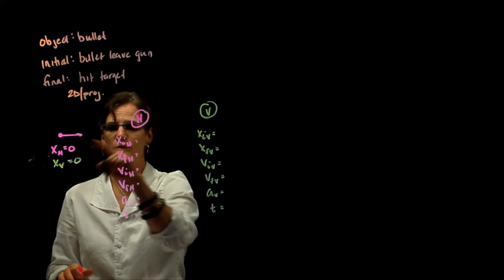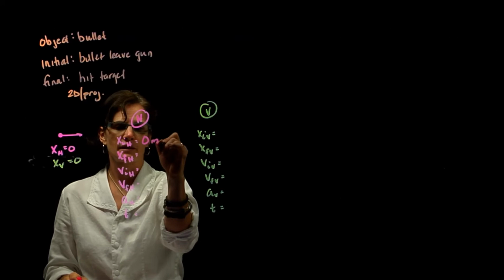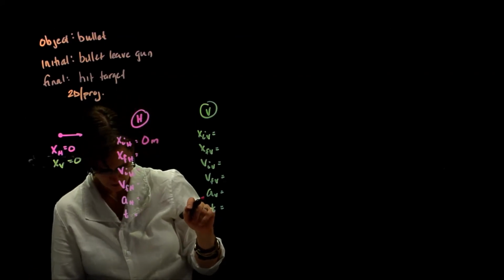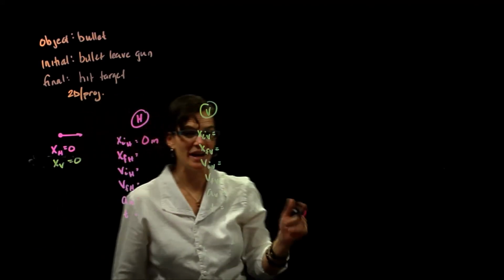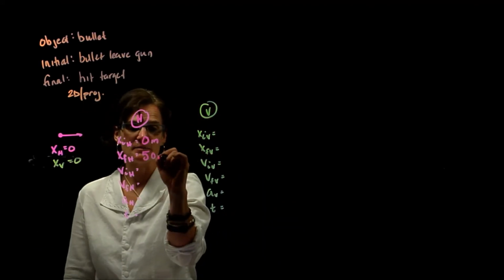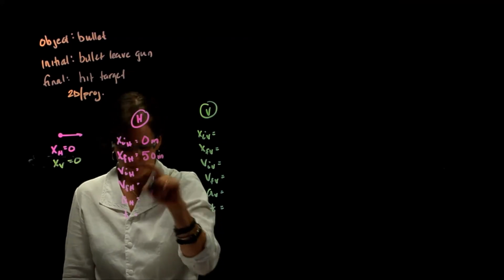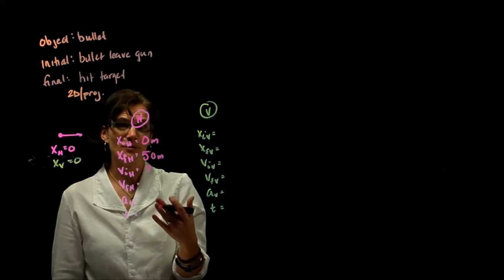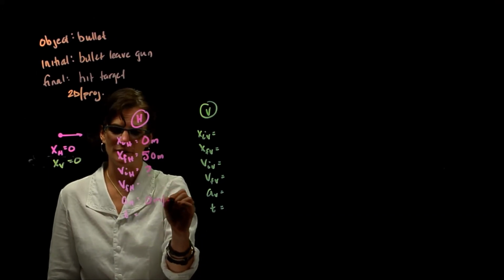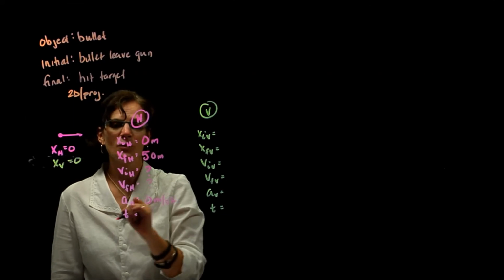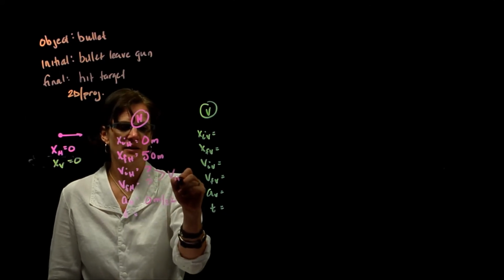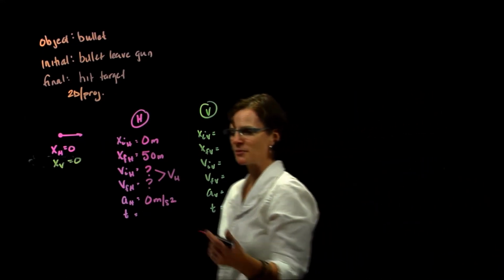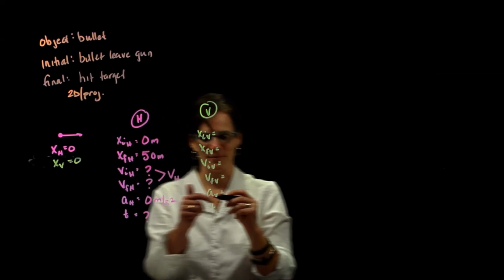For horizontal, well, the bullet starts at 0. My final position, go back to the problem. It says the target is 50 meters away, so it does end at 50 meters. So the target's out here at 50 meters. My initial horizontal velocity is not given. However, I'm in two-dimensional projectile motion, so I know my acceleration is 0. So I don't know the final horizontal velocity, but I do know that there is a single value for horizontal velocity. It doesn't change as time goes on. And I don't know the time of the motion.